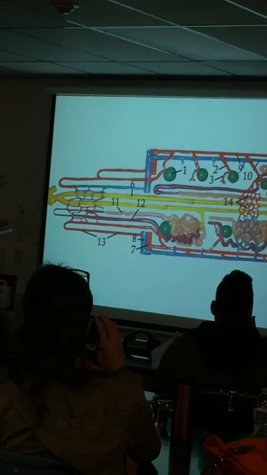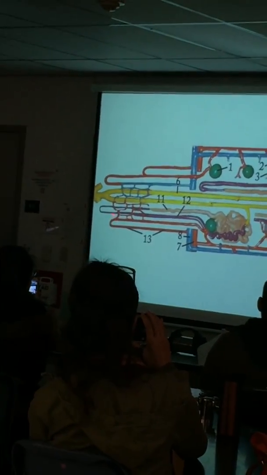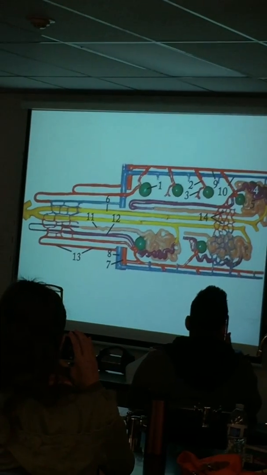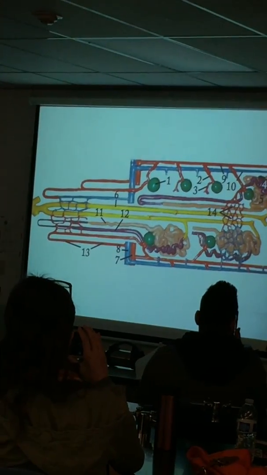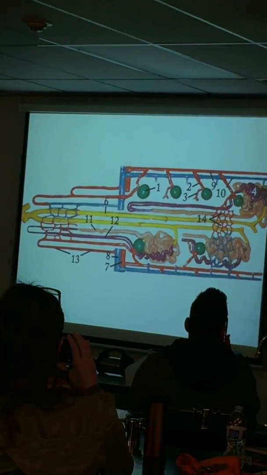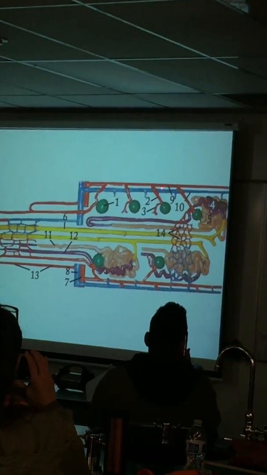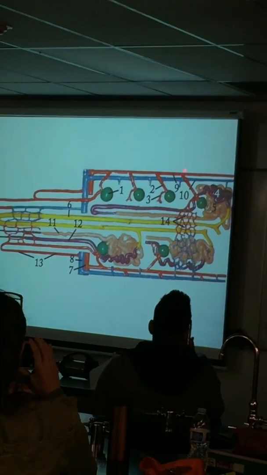So on this side of it is cortex. On this side of it is the medulla. So number one, any of the green balls, call it Bowman's capsule or the renal corpuscle. You can't see the glomerulus. Number 2 is afferent arteriole. 3 is efferent. 9 and 10 are the interlobular, artery and vein.